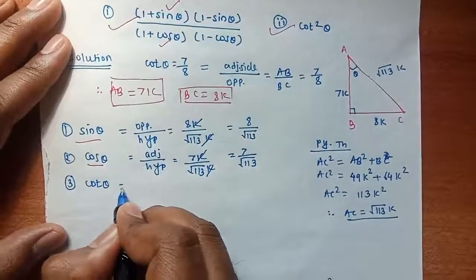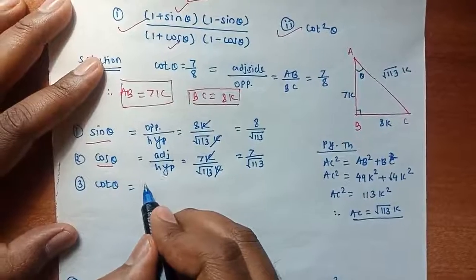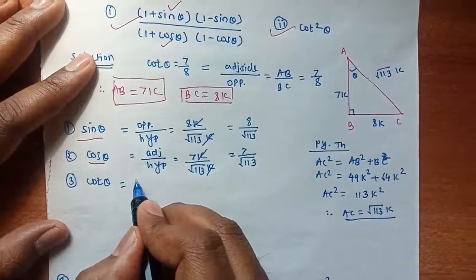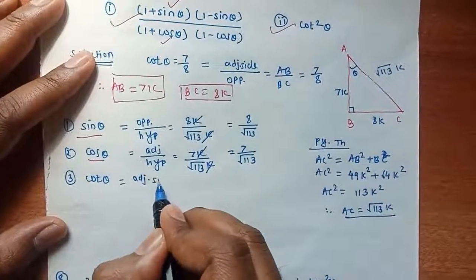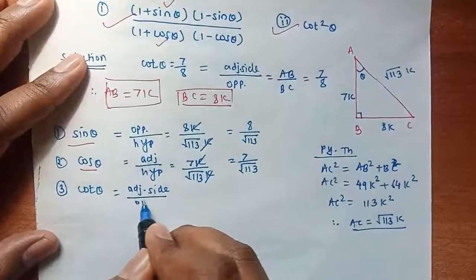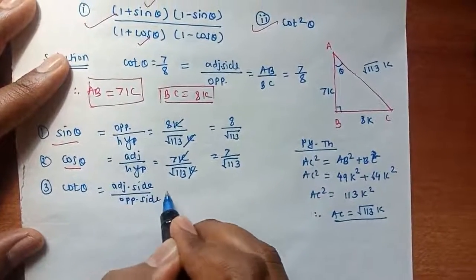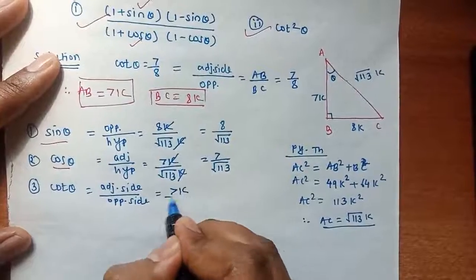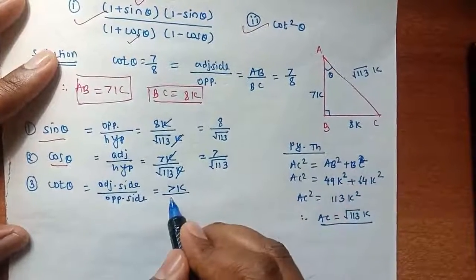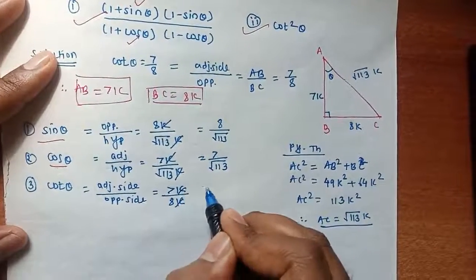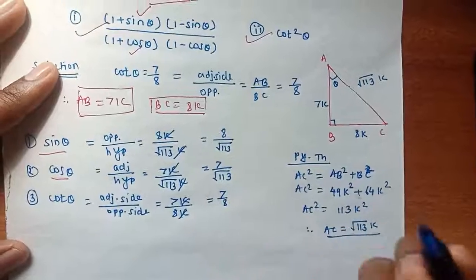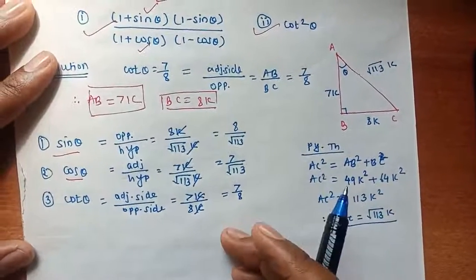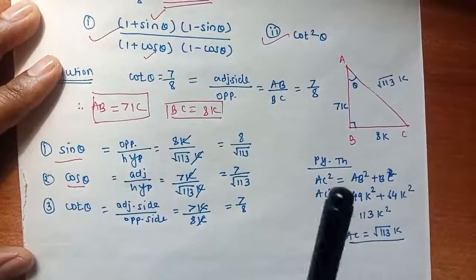Now next one, last thing I want is cot theta. So cot theta is equal to adjacent side upon opposite side. So adjacent side of this theta is AB, that is nothing but 7K upon opposite 8K, K cancels, I got 7 by 8. So I just found out all the things. Now we just have to put the values.